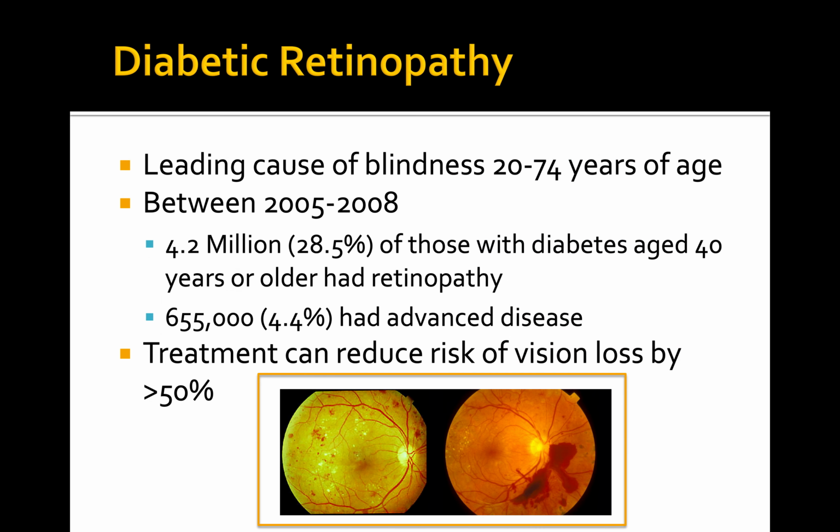So let's talk a little bit more about retinopathy. It's the leading cause of blindness in those of working age. Between 2005 and 2008, 4 million of those with diabetes, that's almost 30%, age 40 or older, had some degree of retinopathy. Almost 5% of them had advanced disease. Treatment can reduce the risk of vision loss by 50%, and probably more recent evidence shows even greater risk reduction.